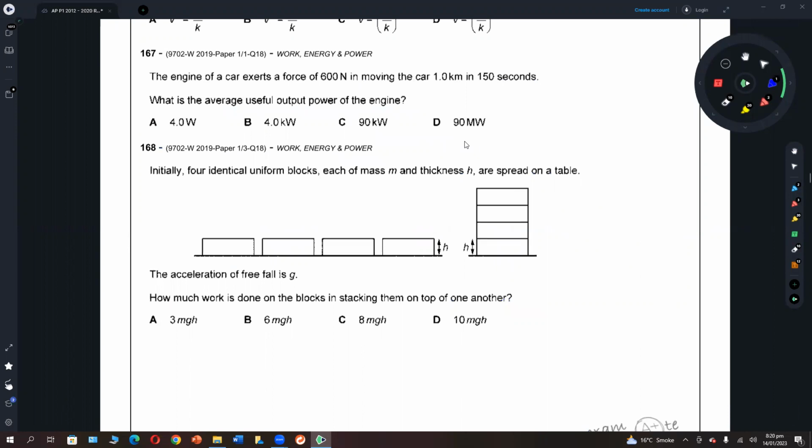168, initially four identical uniform blocks, each of mass m and thickness h are spread on a table. The acceleration of free fall is g. How much work is done on the blocks in stacking them on top of one another? So the total height is actually 4h.